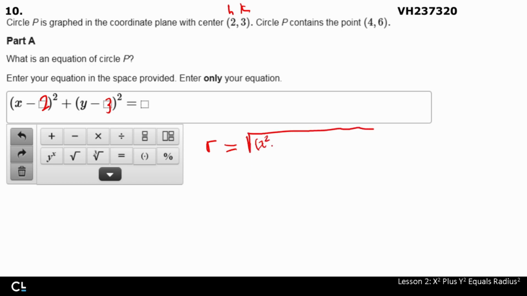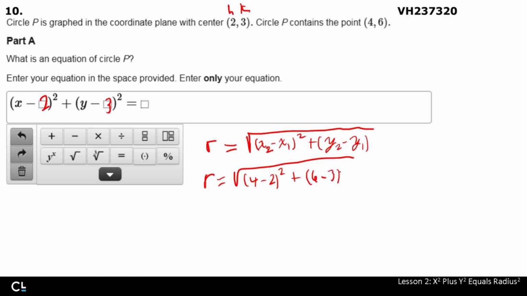of x2 minus x1. Oh, not x2 up there. It should be x2 down here. Minus x1 squared plus y2 minus y1. So x2 is 4. So we're going to go r equals the square root of 4 minus 2, right here, x1, squared plus y2, 6 minus 3 squared.